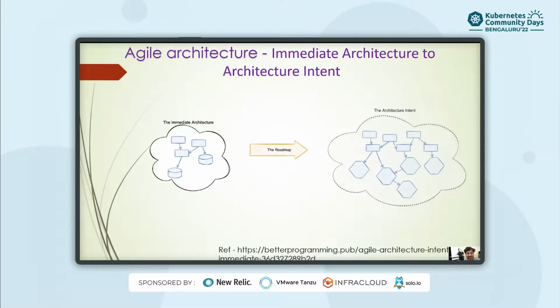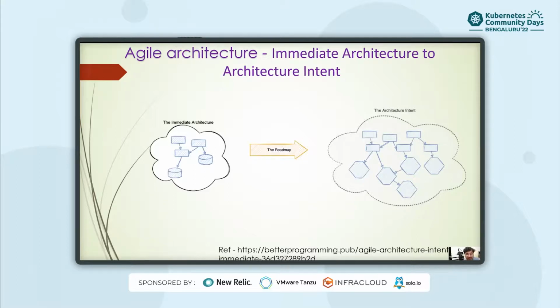So what is agile architecture? So agile architecture is this pathway from immediate architecture to architectural intent, this roadmap. So from immediate architecture, which is my current architecture, to this architectural intent. And the good thing with agile architecture is both your immediate architecture and your architectural intent will evolve over time. So the roadmap is this journey from this immediate to the final goal, to the architectural intent. So obviously there will be differences, but they need to be aligned.